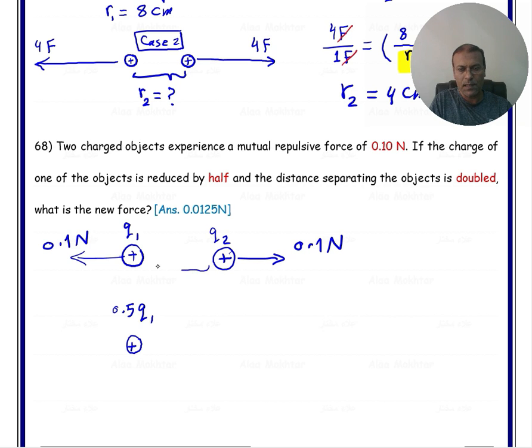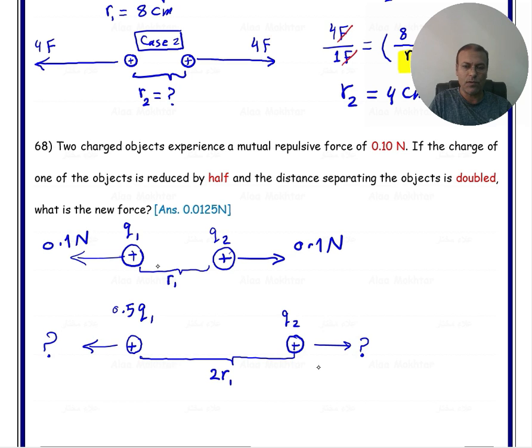Suppose the distance in case number 1 is R1. It increases to be doubled. The distance in case number 2 is double R1. Q2 stays the same, not changing. What is the new force between the two charges?